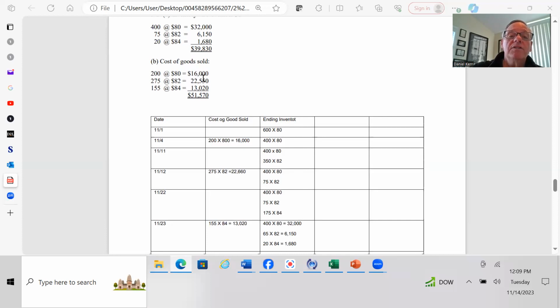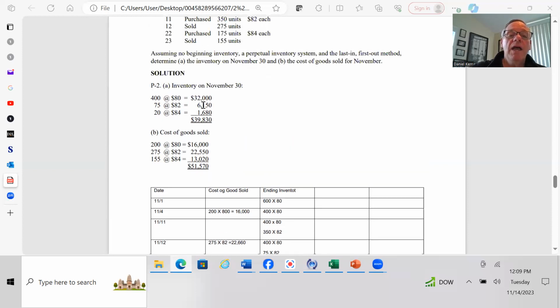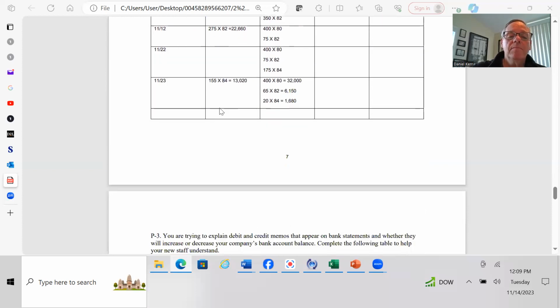And if you take the total of the 16, the 22,550, and the $84 there, you get the 51,570. Okay. So that's how you come up with it. I made a little typo there. I said 22,660, that should be 22,550. So that's a little typo I made there. Ignore that. So here is the actual breakdown of the ending inventory and the cost of goods sold.